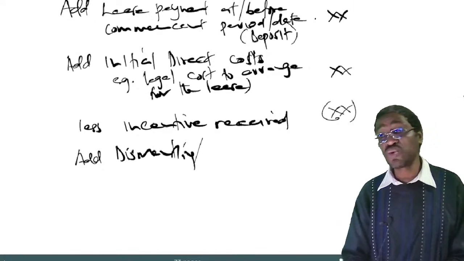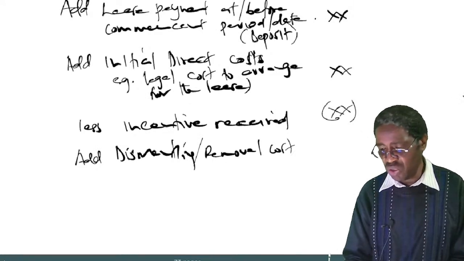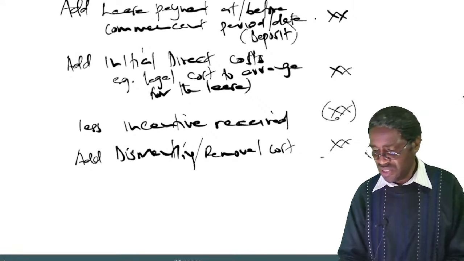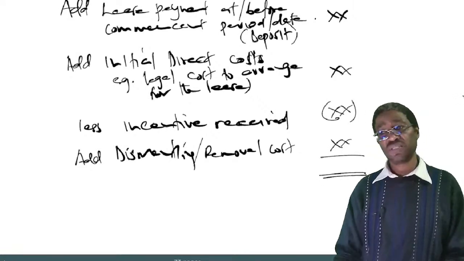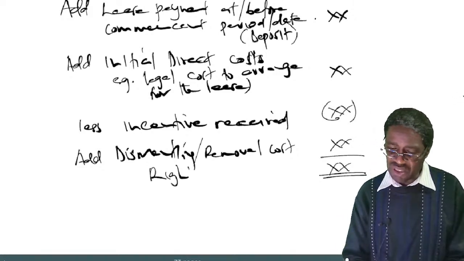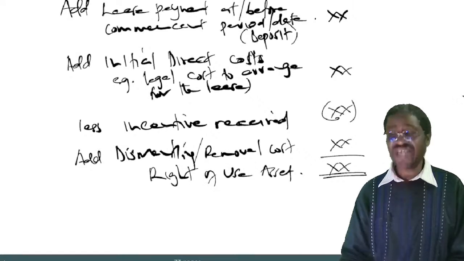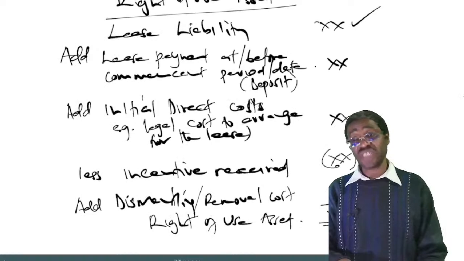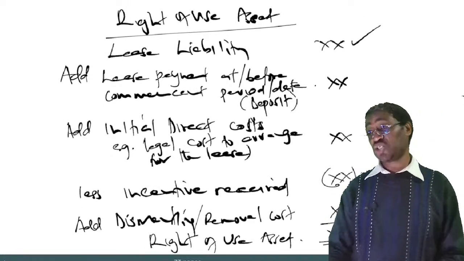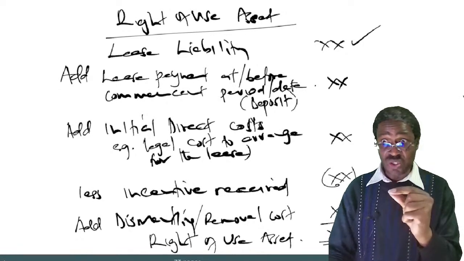Dismantling, some books will call it a removal cost. Whatever it is, you add. Then whatever you get here as the total now becomes the right of use asset. So this is one of the calculations one should be careful with in the determination of the amount to be considered as the right of use.